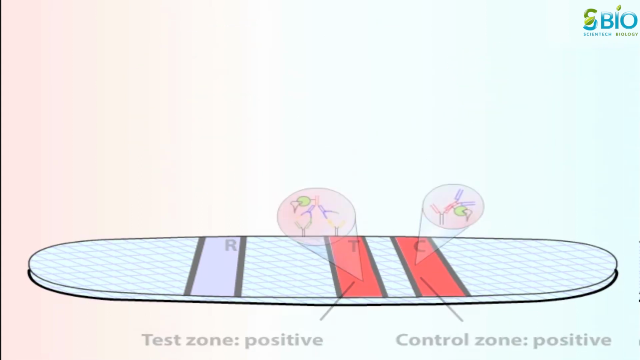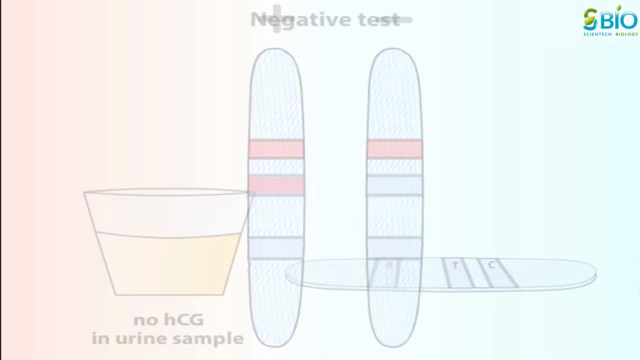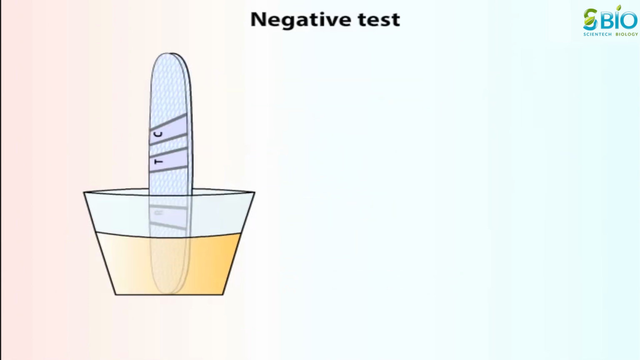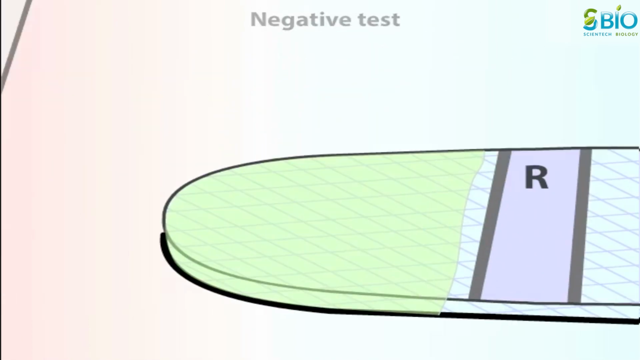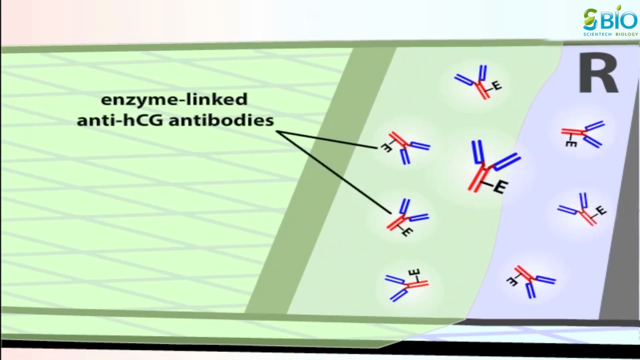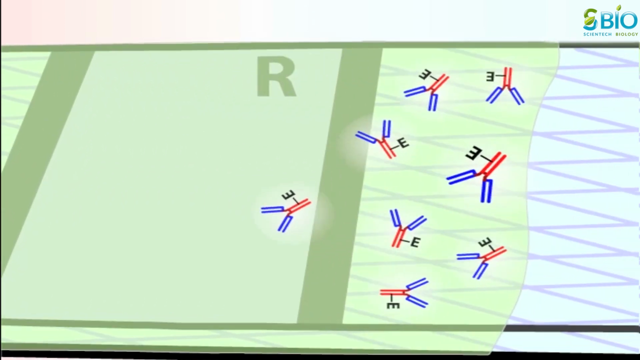In a positive test, 2 of 3 bands are colored, but in a negative test, only 1 is colored. This difference results from a lack of HCG in the woman's urine. In urine lacking HCG, when the sample flows to the reaction zone, the antibodies have nothing to bind to. The antibodies detach from the reaction zone and migrate alone up the test strip.